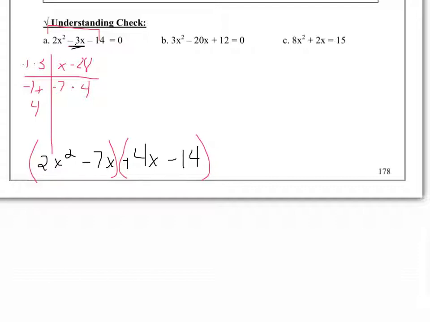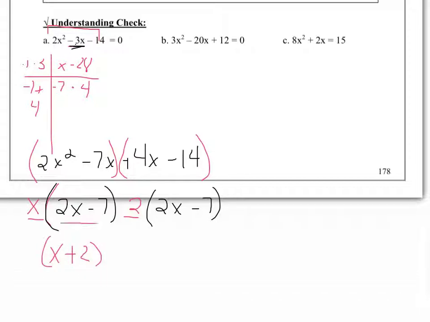After that, I'm going to group and take out the greatest common factor. From the first set, I can take out an x. That's the only thing I can take out. What's left over is 2x minus 7. In the second grouping, the greatest common factor would just be 2, and then I have left over 2x minus 7. So the outer terms are x plus 2, and then the one that's repeated is 2x minus 7, and that is going to be equal to 0.